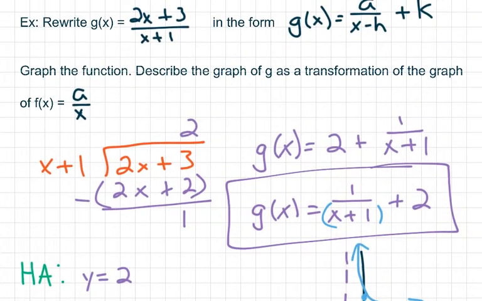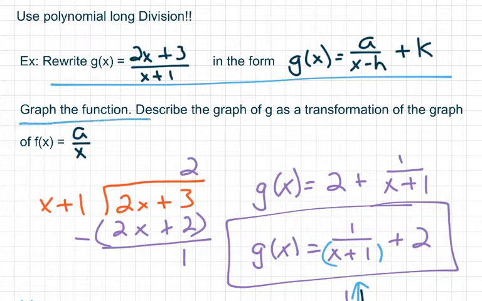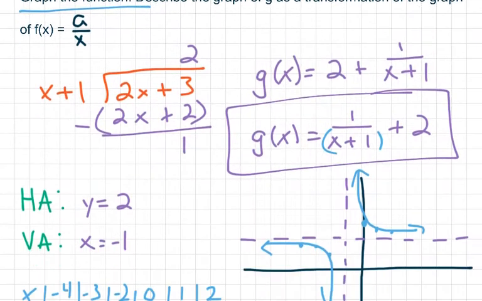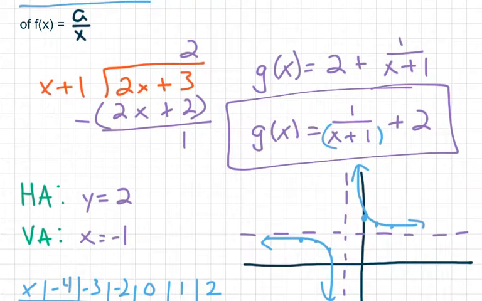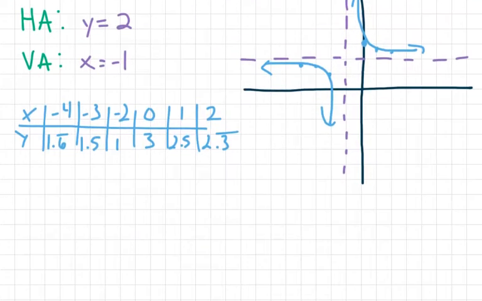Okay, so what are our tasks? Rewrite g of x in the form a over x minus h plus k. We've done that. Graph the function. We've done that. Now we need to describe the graph of g as a transformation of the graph of f of x equals a over x. Basically what we're being asked to do here is tell what changes as we go from this to this. Well, we have this +1 in the denominator, and we have the +2 on the outside.